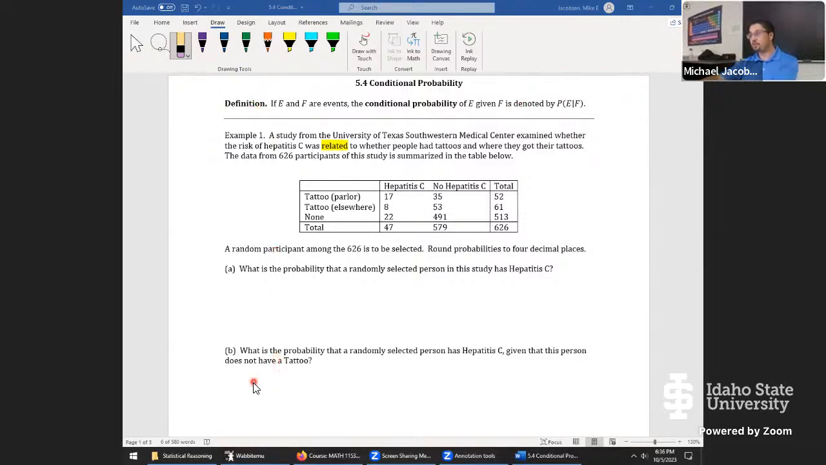So that's a setup so far, and we haven't even looked at this definition just yet. But we'll take a look at it once we're in part B. But for the moment, let's see what part A is asking. It asks, what is the probability that a randomly selected person in this study has hepatitis C?